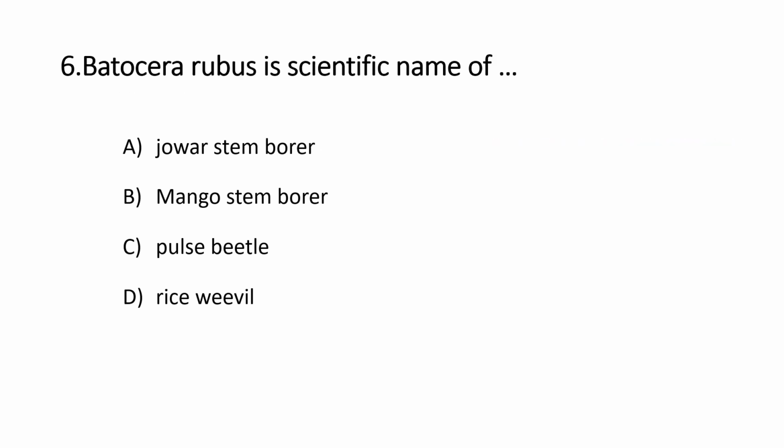Next, Batocera rufomaculata is scientific name of. Options are Java stem borer, mango stem borer, pulse beetle and rice weevil. We know the scientific name of Java stem borer is Chilopartellus. Now the mango stem borer. This Batocera rufomaculata is the scientific name of mango stem borer. And see this pulse beetle, the scientific name is Callosobruchus chinensis, then rice weevil, Sitophilus oryzae.